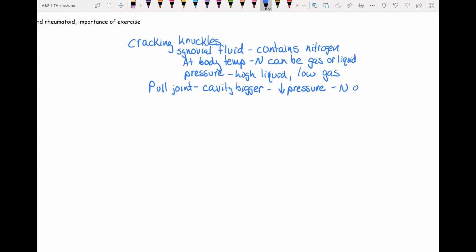So the nitrogen of the synovial fluid becomes gas. And now when you have a gas and a fluid, it makes bubbles, and bubbles pop. And the sound of those nitrogen bubbles popping is what you hear as your knuckles cracking.